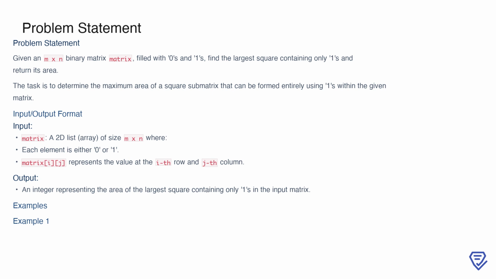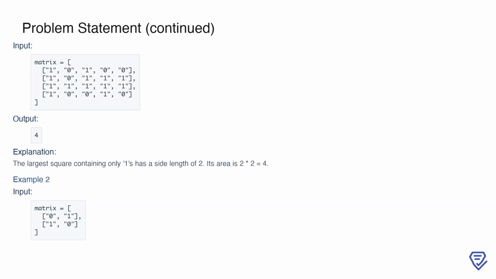The input to the problem is the binary matrix itself, represented as a 2D list or array, and the output is a single integer representing the area of this largest square. For example, consider this matrix. Here, we have a 4x5 grid, and we need to find the largest square that can consist entirely of ones. The output for this input is 4. This is because the largest square that can be formed has a side length of 2, and the area of a square is calculated as the side length squared, giving us 2 multiplied by 2, which equals 4.